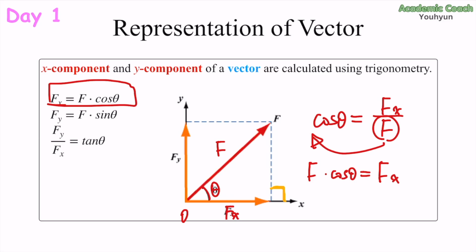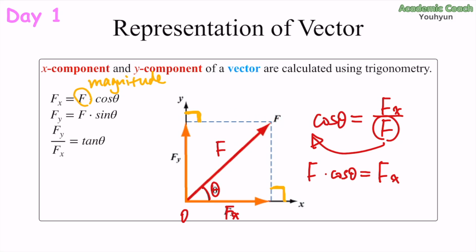X component of any vector would be the magnitude of the vector, aka the length of the vector, multiplied by cosine theta. And again, here this f represents magnitude. And we can find the y component of the vector with a similar method. So this time, from the tip of this vector f, I'm going to draw a line towards y-axis. And again, here we need to form a right angle. Then this time we have another right triangle up here.